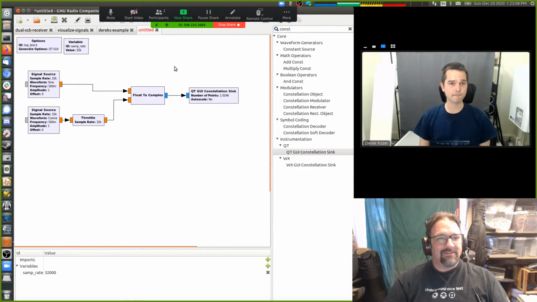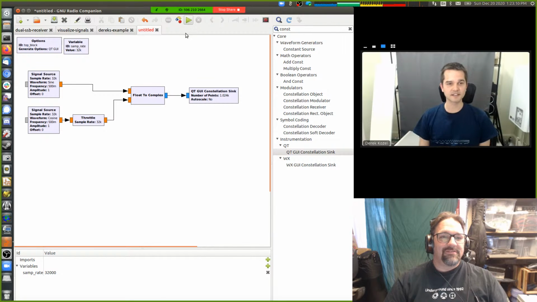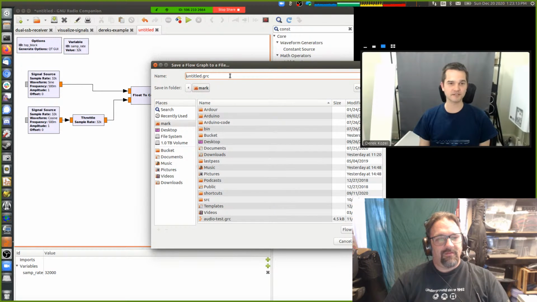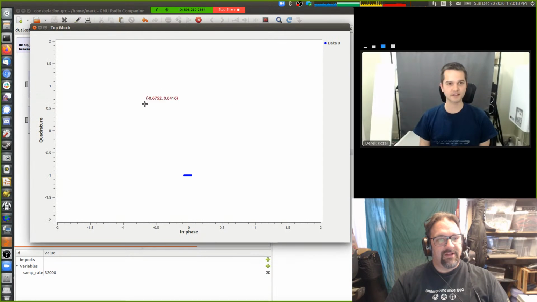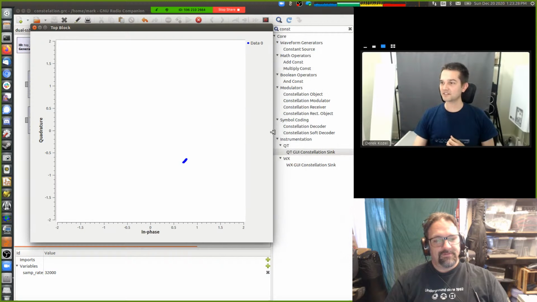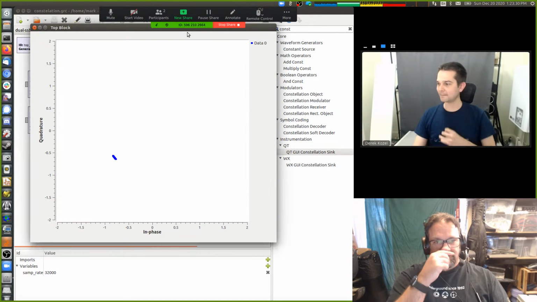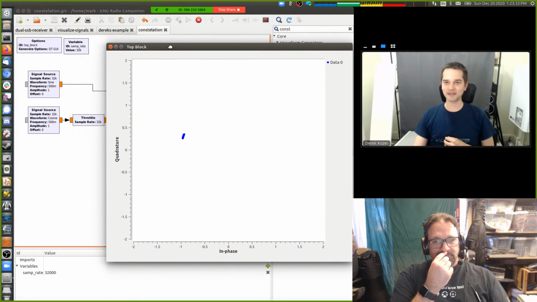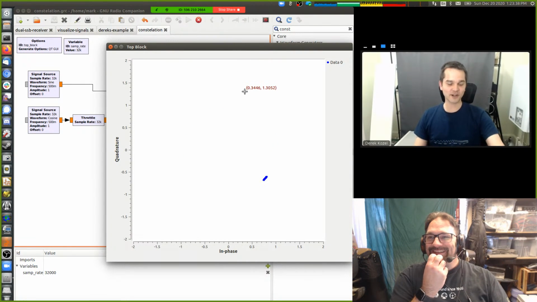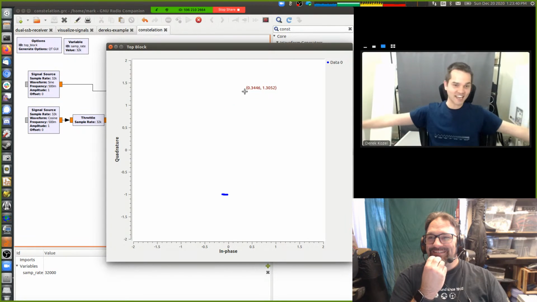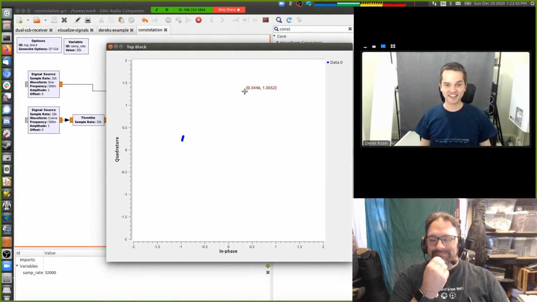All right. Save it as Constellation example. I'm sure I misspelled that, but I don't care. It doesn't matter. Okay. I don't know if that's coming through on the stream, but it's going around in circles. So we've got something cool here. Okay, so we have a weird blob that's running around in a circle.